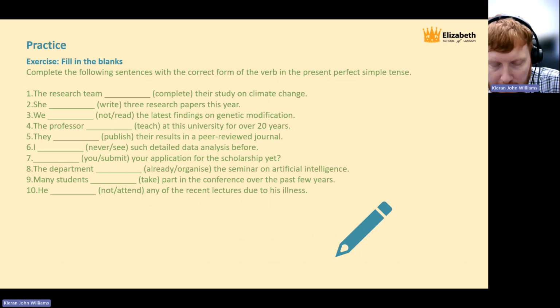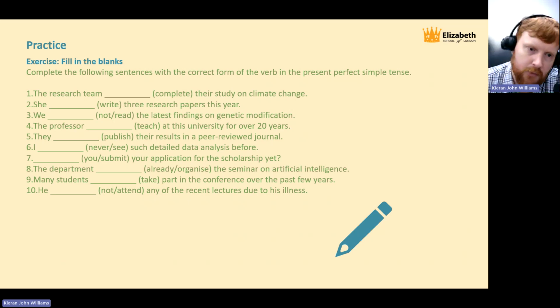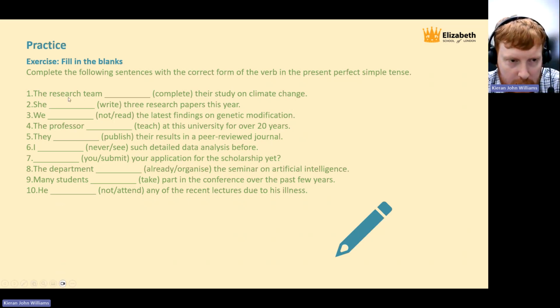So we know how to make it. We know when to make it. Now let's try practicing it as well. Here is another activity for you to do, where you should pause the video and practice it. They give you the verb. You just very simply need to change it into present perfect simple. So make sure that you're looking at the subject and choosing the correct form. Take a couple of minutes to complete the answers and then we will come back and check.